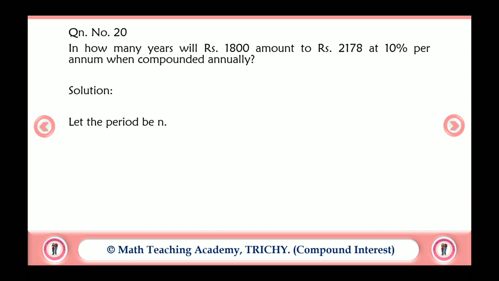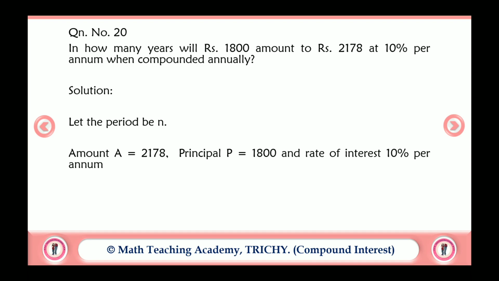Let the period be n, because this is the value we have to find. We have to find the period, the number of years. That is why here we have taken the period as n. And it has been given that the amount is equal to 2178, that is the amount compounded annually at a 10% interest rate after some years. So, that is why here we have taken capital A is equal to 2178, and the principal is given as P is equal to 1800 and the interest rate is given as 10% per annum. So, this is all the information you have from the question.